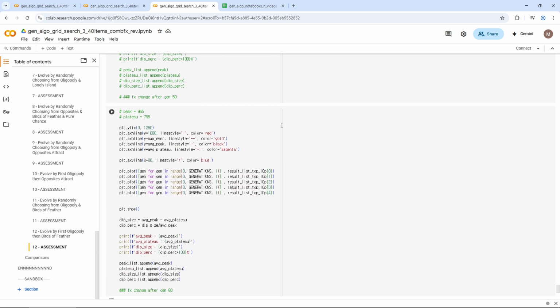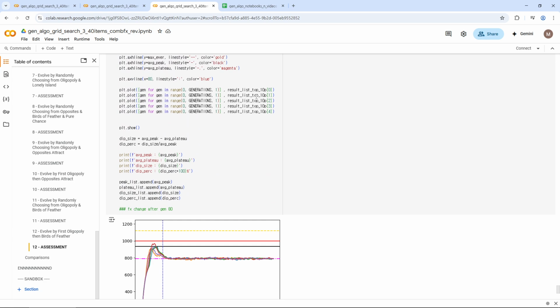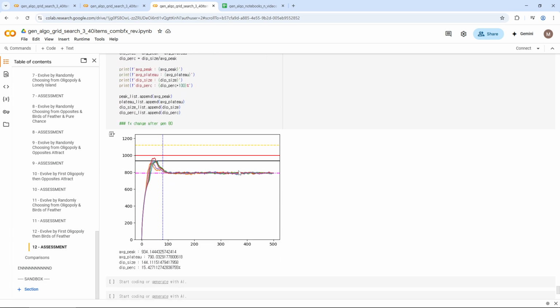It doesn't happen. So here's the plot for the top 10%, and the average peak is 934, which is this black line. Notice how the red line goes above the black line, but these values are averages, so that's why. Average plateau is 790, dip size is 144, and dip percentage is 15.42%.